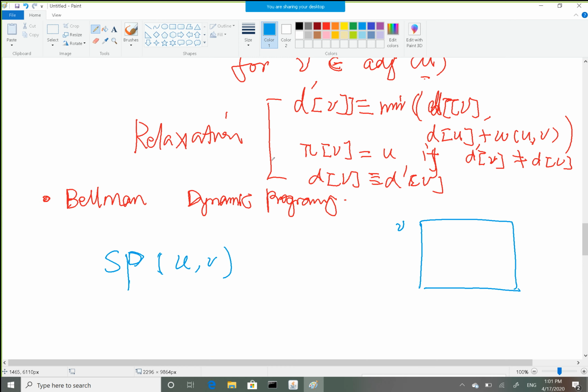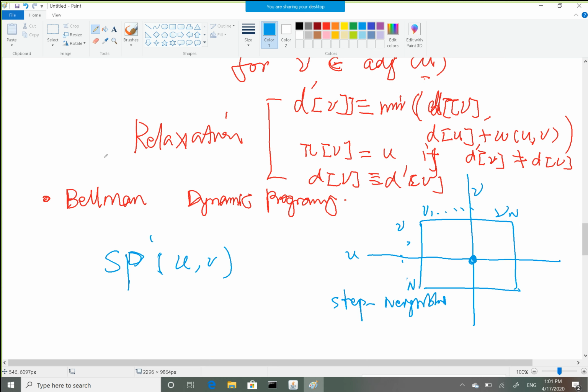Let's say this is V1, V2, and this is Vn. And this is V1 going to Vn, right? So let's say this is U, and this is V, such that this value corresponds to the shortest path of this one. If you just take the first step, the one-step neighborhood relationship, this corresponds to SP0, right? Let's use SP1. SP1 corresponds to the weight. And SP2 of UV corresponds to the shortest path. This is step 1, and this one corresponds to the shortest path in the step 2 neighborhood.